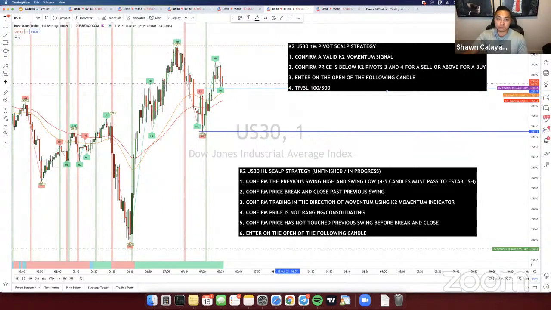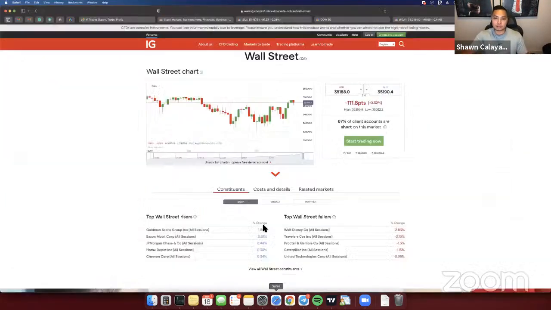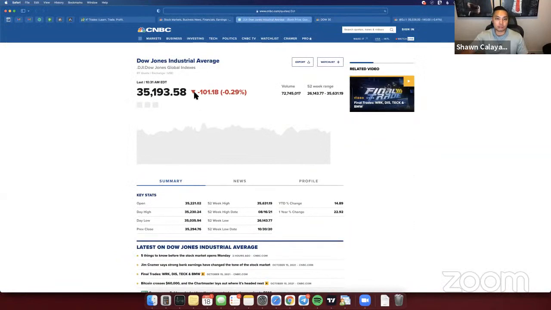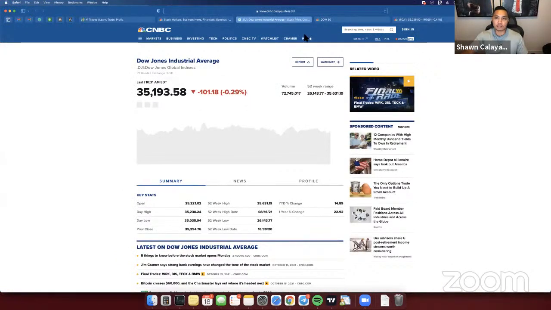Otherwise, it looks like we might be wrapping up the session soon if we don't have any trades available, or any questions, because I personally don't think it's a good day to trade. Looking at the fundamentals over here, it's still 100 points in the red. So there's not really much for us to look at.